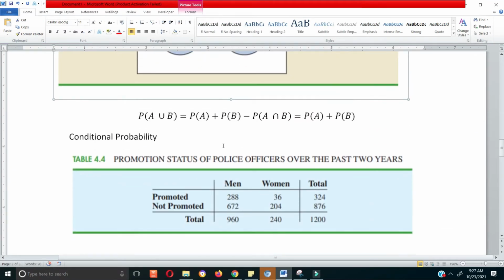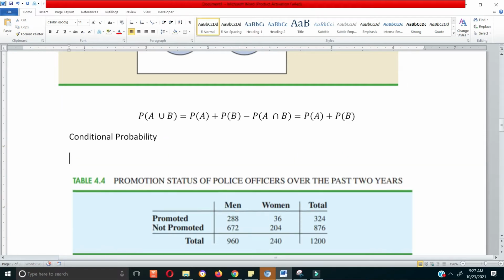We can look at the conditional probability. So conditional probability is the probability of some event given another event.